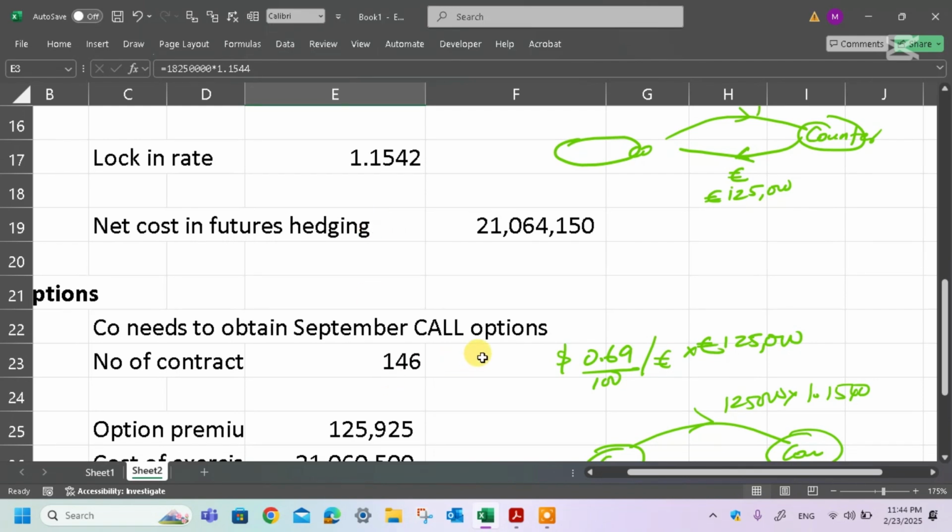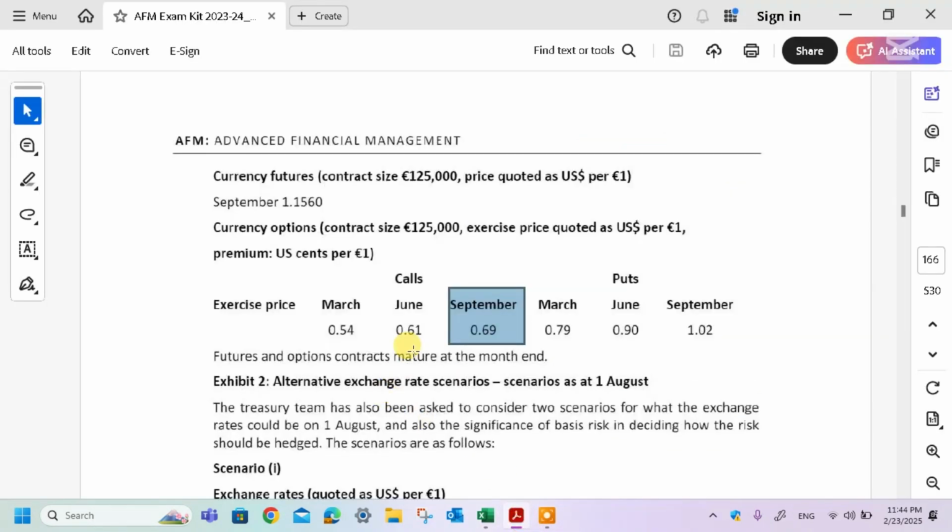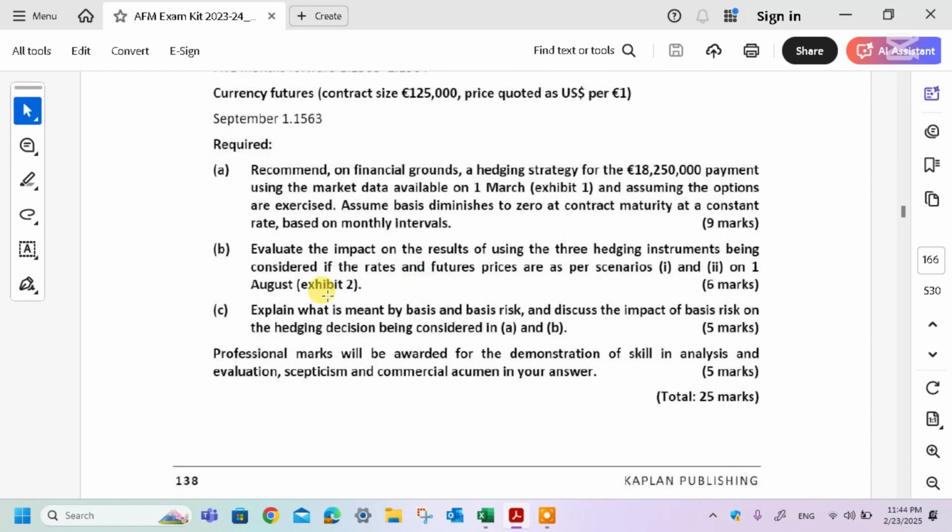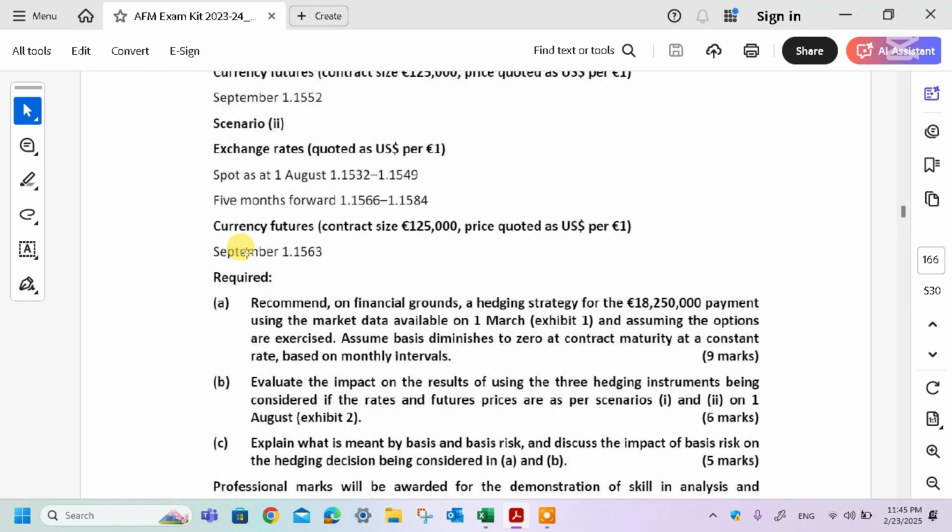9 marks ready. Now let's go to part B. Evaluate the impact on the results of using the 3 hedging instruments being considered if the rates and futures prices are as per scenarios 1 and 2 on 1st of August. Right, this is what I said. A different requirement this time.